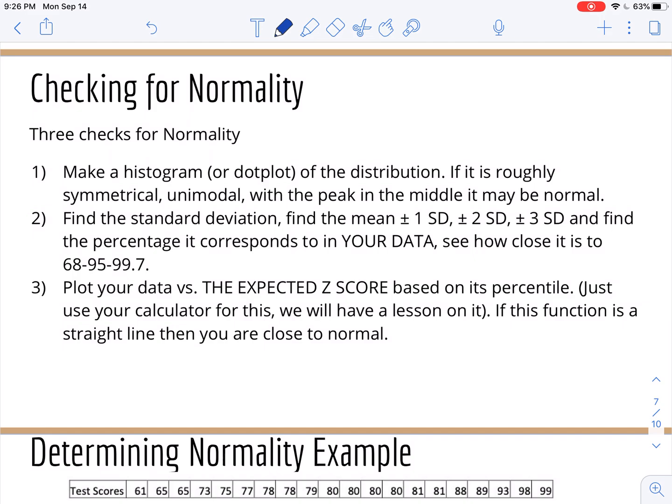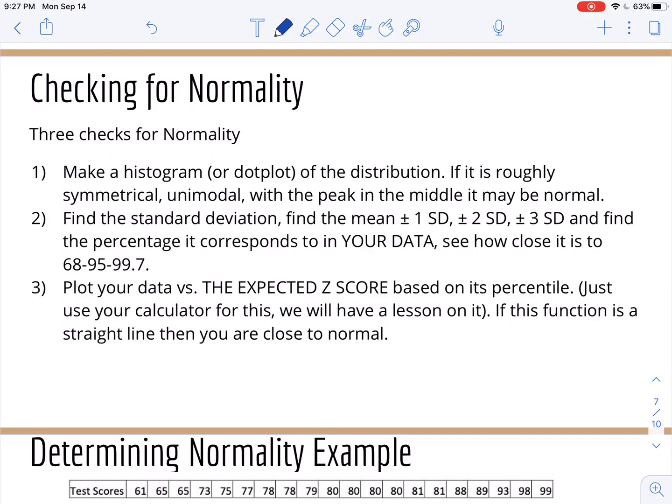So, to determine your normality, the first thing that you need to do is make a histogram or a dot plot of the distribution. If it is roughly symmetrical, unimodal with a peak in the middle, it may be normal. If you see something that is very clearly left skewed or very clearly right skewed, you can go ahead and say that it's not normal. Again, if you look at the salaries of the Los Angeles Lakers, you know that it's not normal. It is extremely right skewed. Those are only the cases where it's very clear. If it looks like it might only be slightly right skewed, move ahead and keep checking for normality.